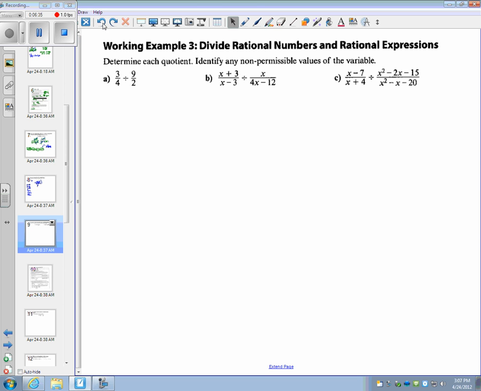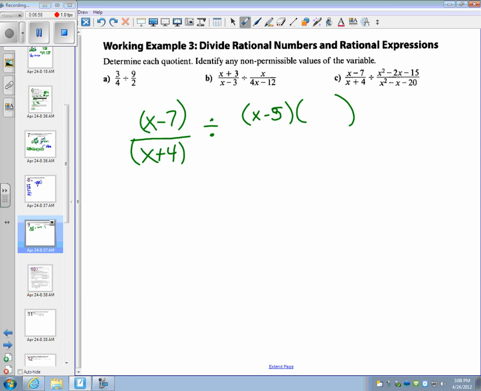We have x minus 7, x plus 4 divided by that big thing. So let's look at factoring first of all. So we have x minus 7, x plus 4. This one we have to factor. Two things that multiply to be negative 15 and add to be negative 2. X minus 5, x plus 3. I think that'll do it. And on this one we have x plus 4, x minus 5. Okay, so before we go kissing and flipping, we have to say our non-permissible values.